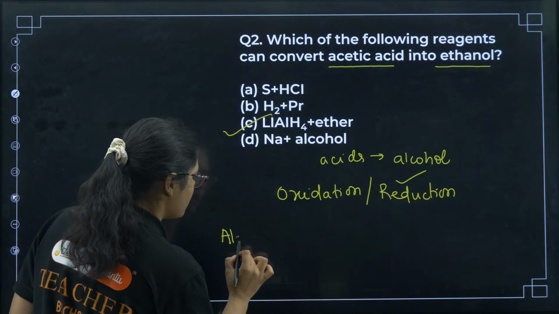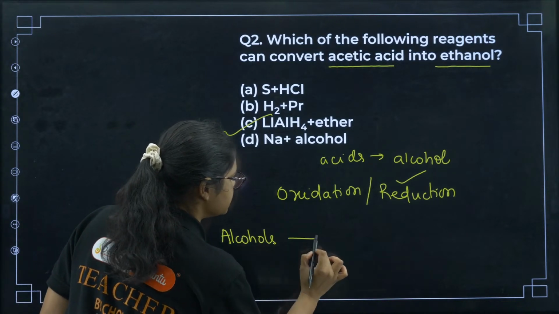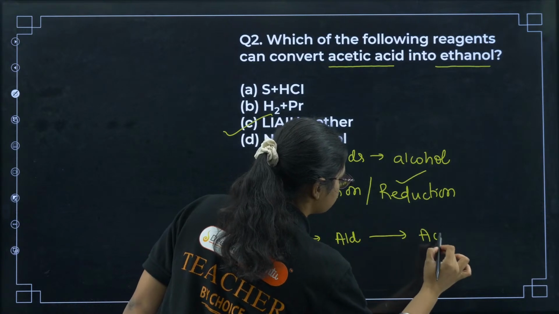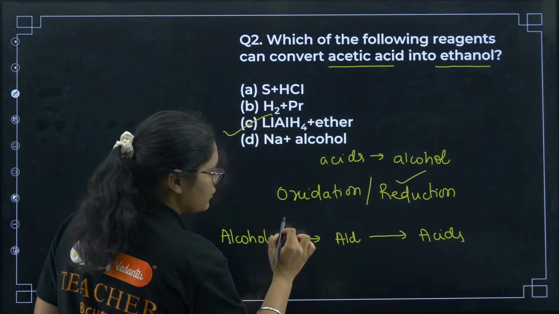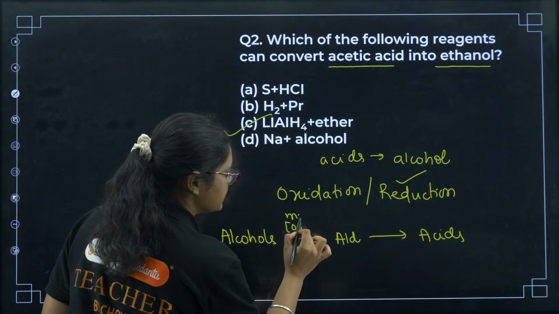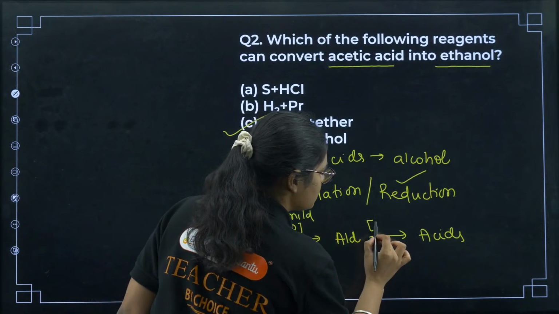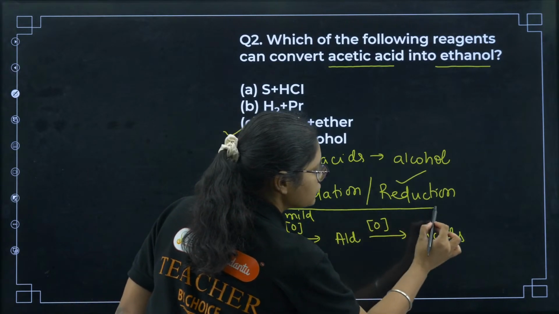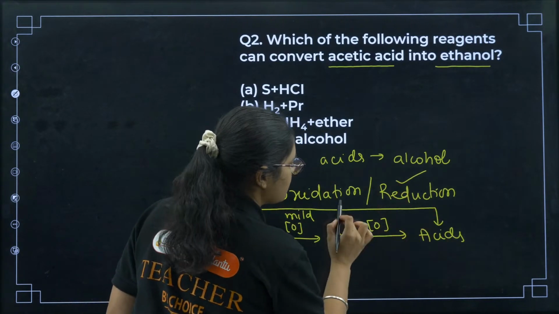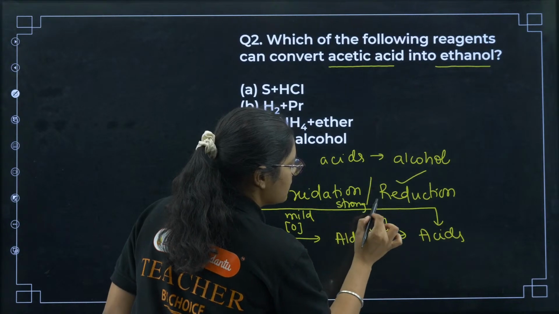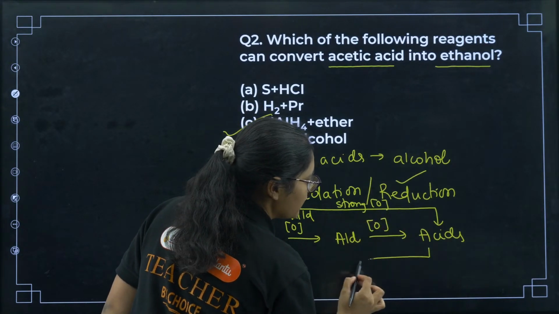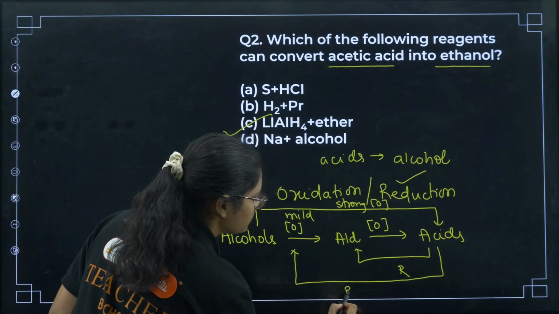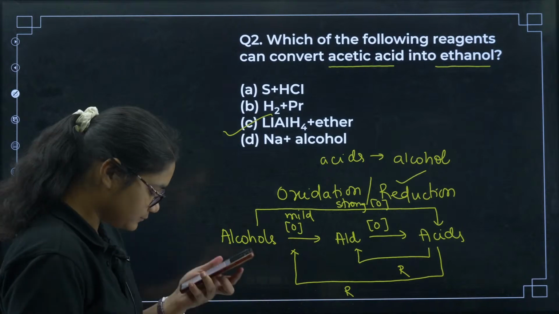See, alcohols on oxidation can give you aldehydes, can give you acids. In this way, if I go, this is oxidation, mild oxidation, and this one is also oxidation. Now if you come back, if you want to go from alcohols to acids directly, then it is strong oxidation. Now here to here is reduction and here to here is also reduction. Clear? Okay.